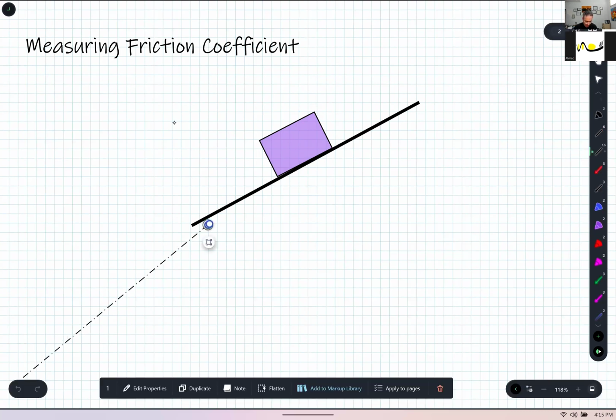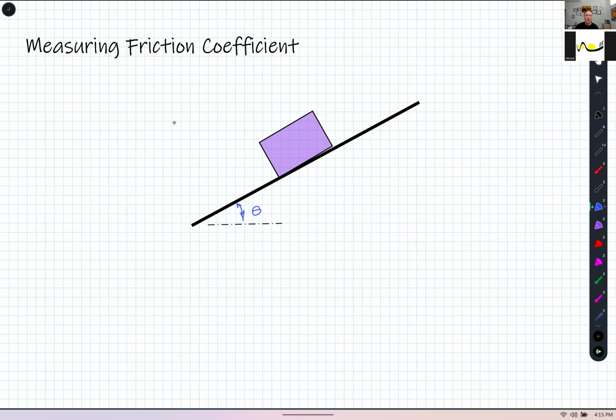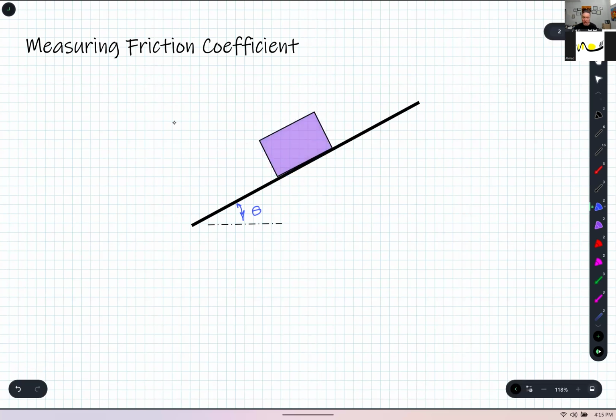Let's say the angle over here, let's call that angle theta. I will increase that angle theta until this box just starts to slip. Let's make it a little bit nicer. If I draw its free body diagram, I have the weight mg here. I have the reaction N.